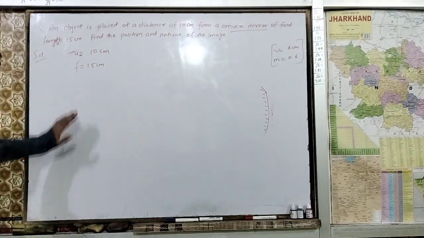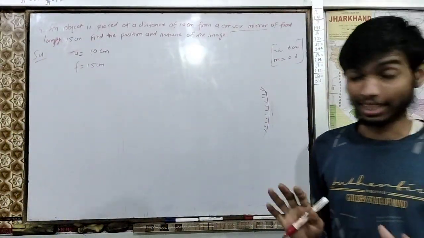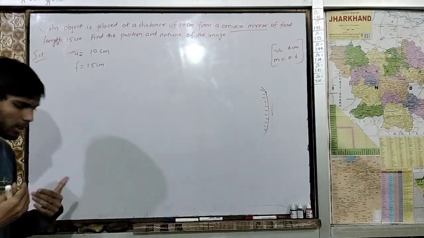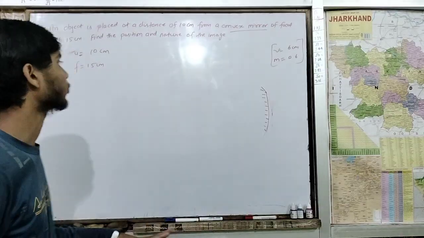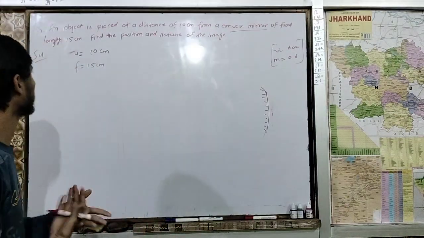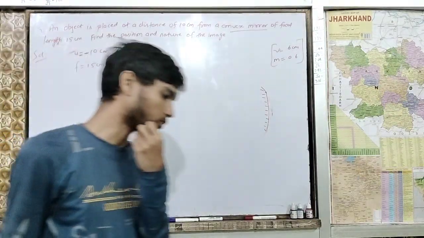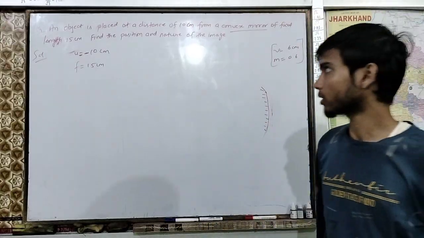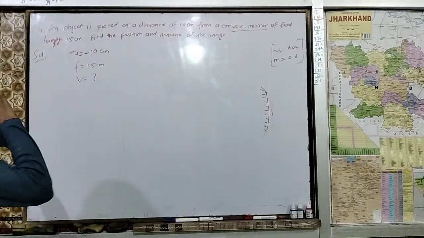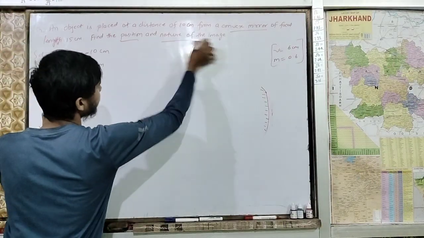Remember, we always take u in negative. Why? Because the object is always placed in front of the mirror, on the left side from the origin. That's why it will always be negative. Clear? f is 15. V is not given. Find the position and nature of the image.